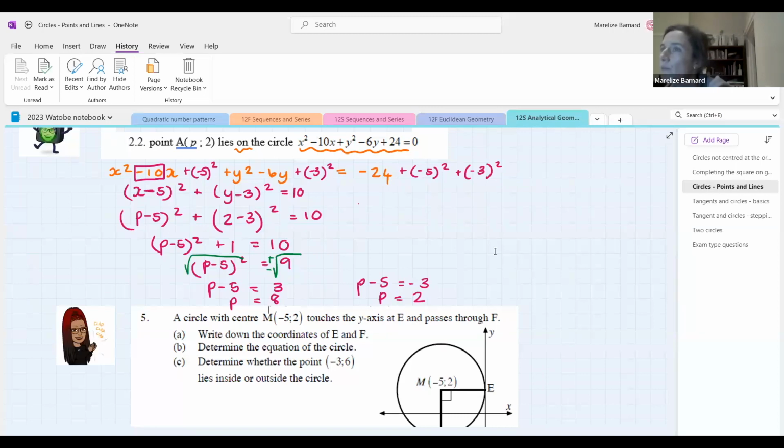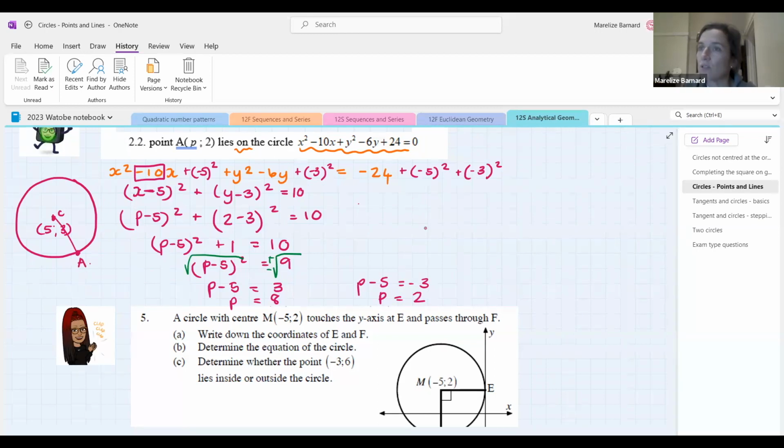Okay, so the point A lies on the circle. So if it lies on the circle, then the distance from the center to A is the same as the distance of the radius. So once we have the equation of the circle, I'm actually going to draw it. I think then you'll understand. So here's C, our center, which we said is 5 and 3. And here's A. A might be here somewhere.